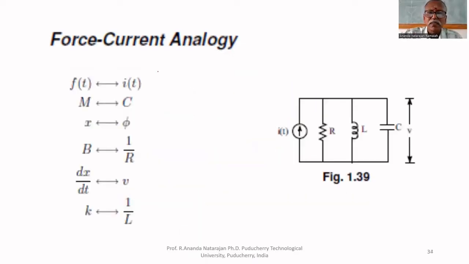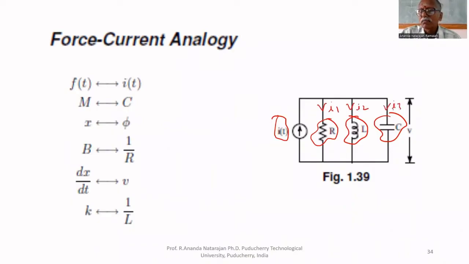So this is the circuit in which a current source is there. One resistor, one inductor, and a capacitor are in parallel. So what is the equation? Current through this is I1, current through this is I2, current through this is I3. The current coming from the source is I of t. Total current is I of t. I of t equal to I1 plus I2 plus I3.